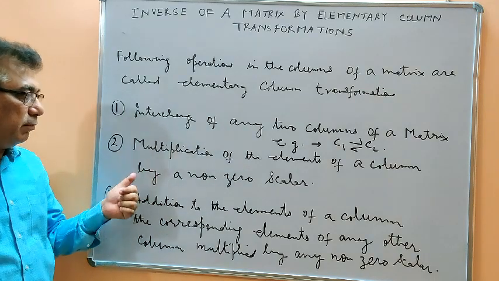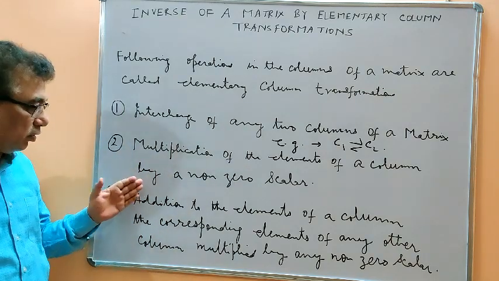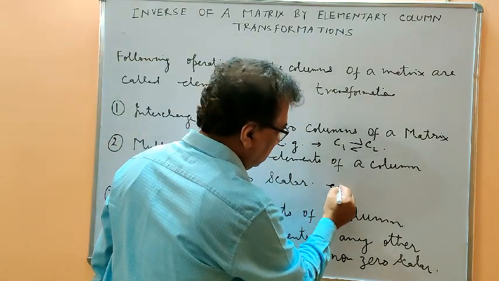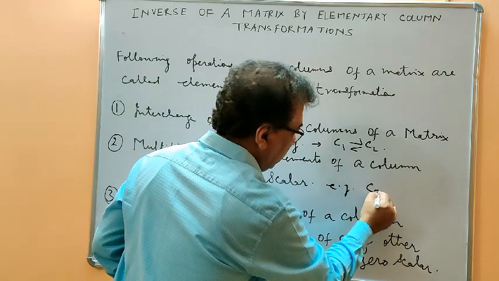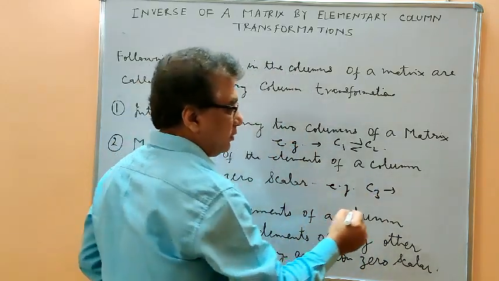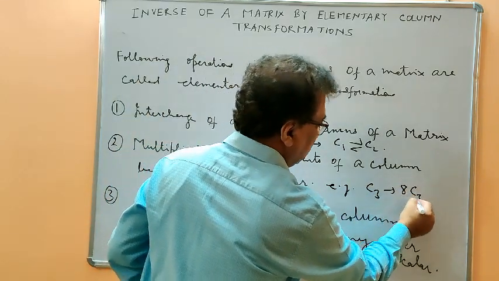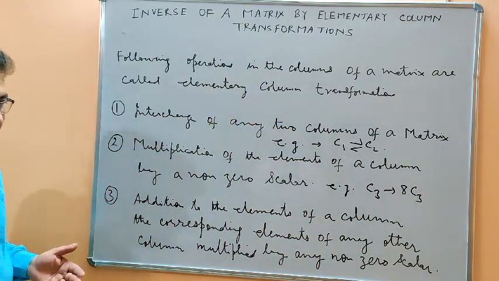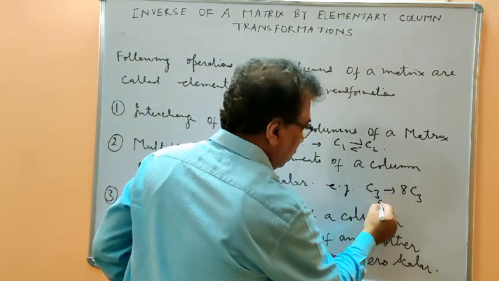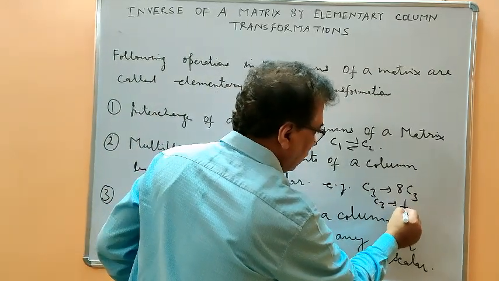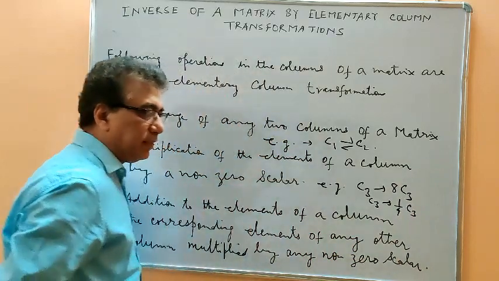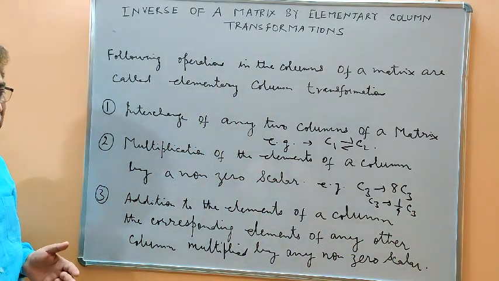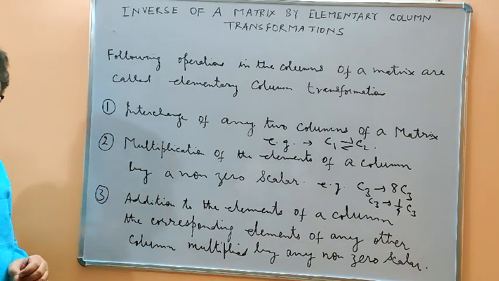Now second, multiplication of the elements of a column by a non-zero scalar. So it may be like C3 multiplied with, suppose I say 8C3. Okay, and division is also a type of multiplication. It may be like this also. So actually we are dividing the elements of C3 by 4, but it is actually multiplication of C3 elements by 1 by 4.